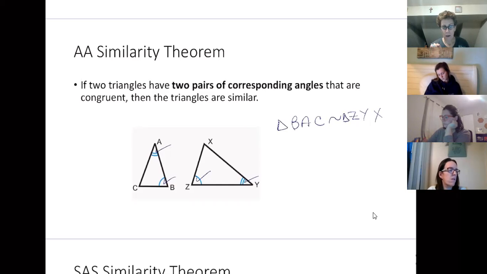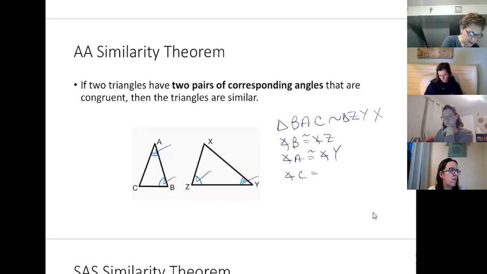And in this situation, when the triangles have different orientations, you definitely want to have the kids focus on your similarity statement. They are much more successful if they do that, rather than if they keep trying to switch things around in their head. So your angles that are congruent would be angle B is congruent to angle Z, and angle A is congruent to angle Y, and then angle C is congruent to angle X.